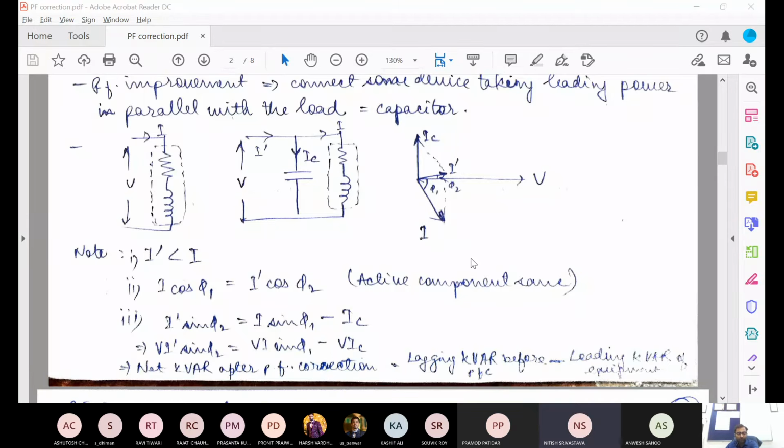Nitish, can you explain? Sir, the vector triangle will give the answer. If we shift this IC to the head of I, then we'll see that the resultant will be smaller than I. Right. Someone else is saying something? Yes, who is that? Rajat? Yes, go ahead. Sir, actually I dash is the phasor sum of the IC and I, the inductive and capacitive load. So, sir, I dash will be less than the complete I.